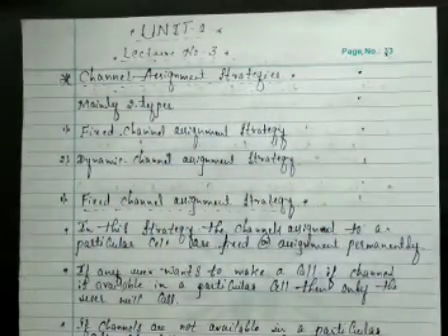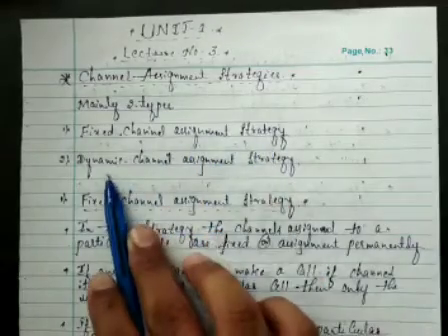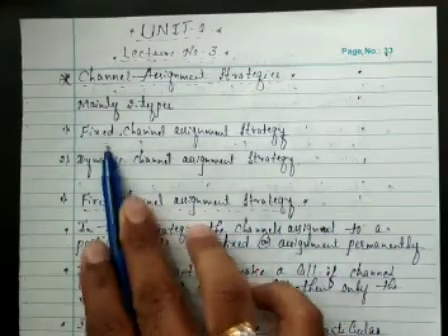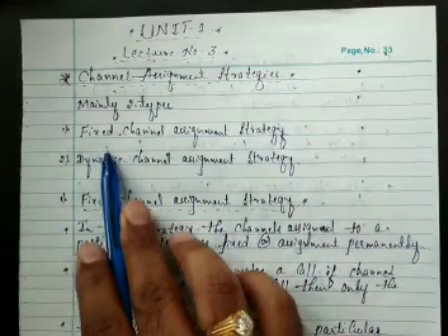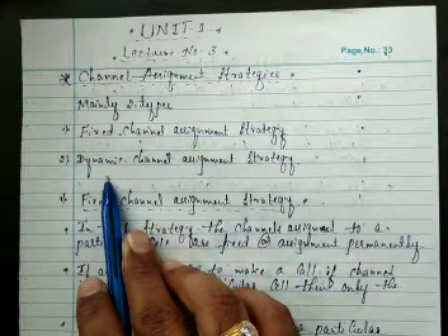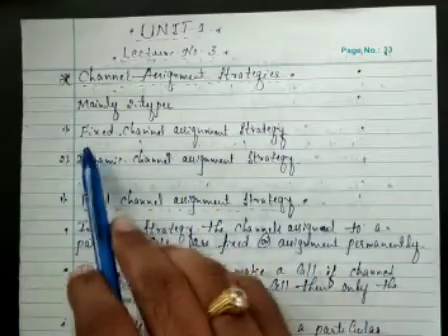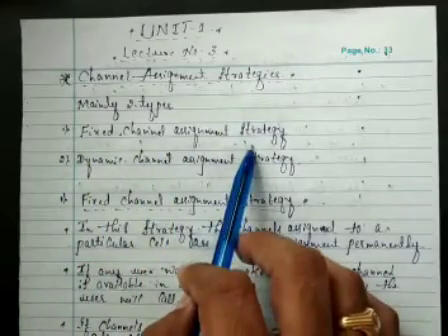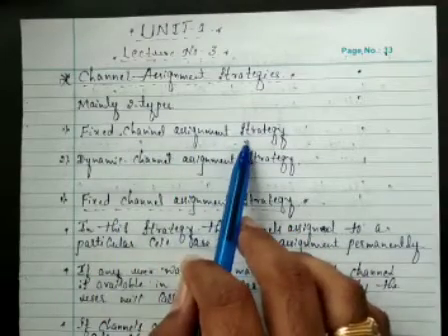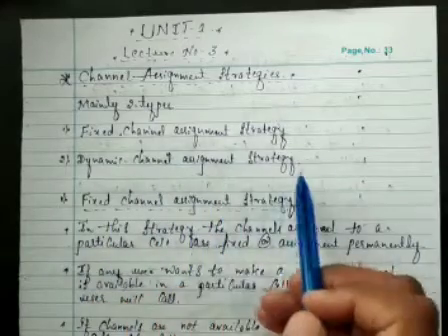There are mainly two types of channel assignment strategy. One is fixed channel assignment strategy and the other is dynamic channel assignment strategy. These are the two types. Fixed is nothing but stable, and dynamic is nothing but unstable. Most of the time we are using the dynamic channel assignment strategy nowadays instead of fixed channel assignment strategy. In 1946 they were using the fixed channel assignment strategies. Nowadays we are using the dynamic channel assignment strategies.